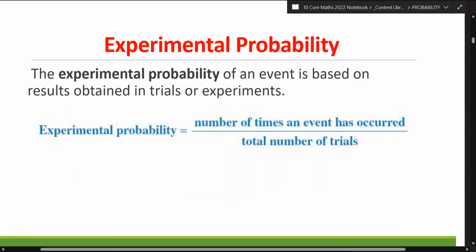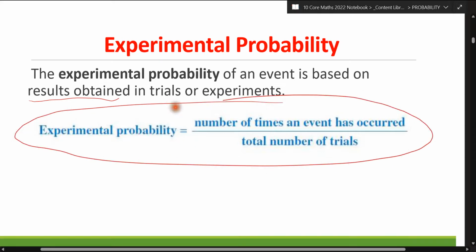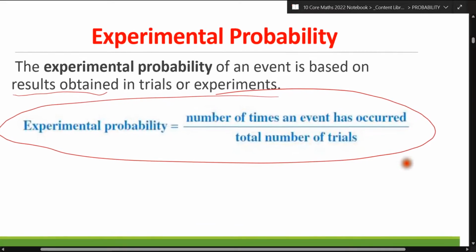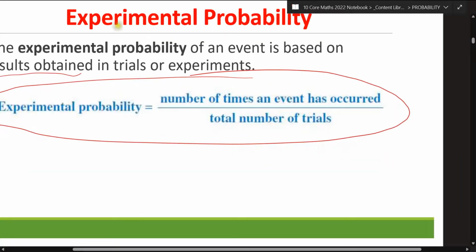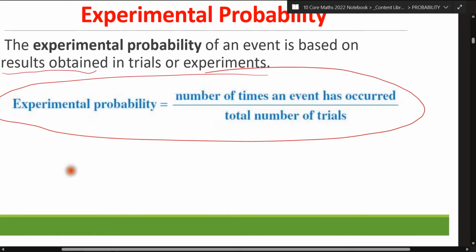The experimental probability of an event is based on two things: the results obtained and the number of trials in that experiment. You're going to be referring to this a few times in this formula, and I know there's a lot of words in there, but just think of it as the number of times. The thing you're really focusing on is the number of times the thing has happened divided by the number of times you've done the experiment. It makes a bit more sense when we put it into practice. So the number of times that the event occurred.